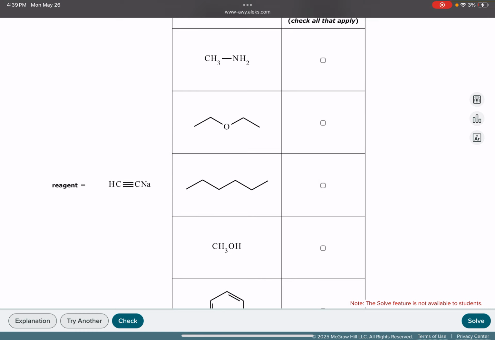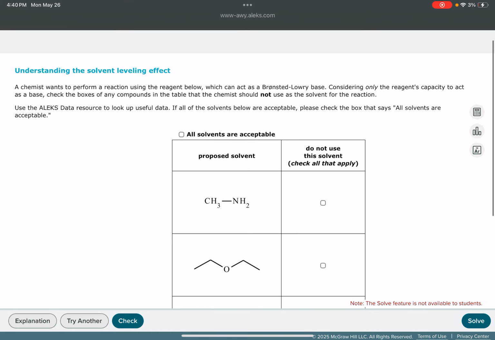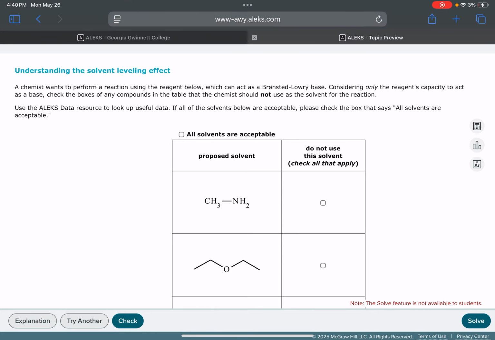This reagent is sodium acetylide, pretty ugly, but since it's got a sodium on it, we know what it really is. It's an ion, right? It's acetylide. It's HC, triple bond C with a minus on it. That's what that is. And we're supposed to find out, can I use these solvents for it?